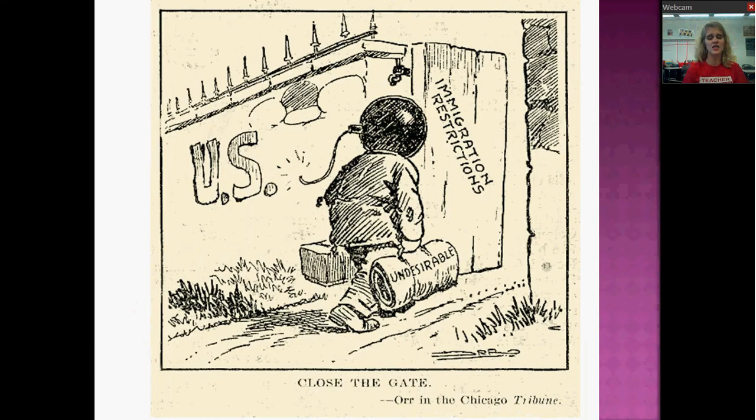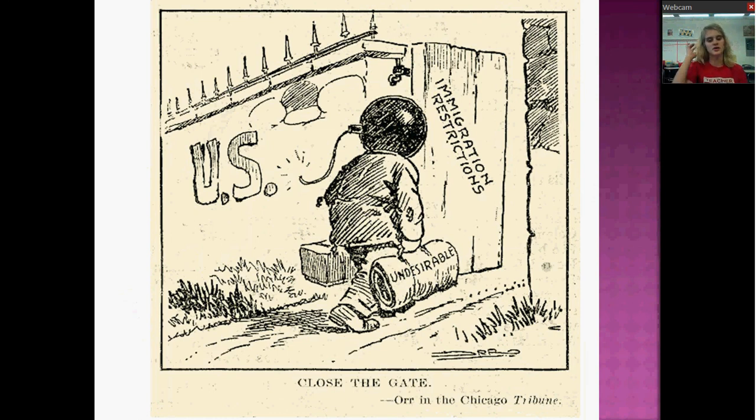The next thing that we have here, this is a political cartoon. So you can see this guy is an immigrant. He's coming into the U.S. The immigrant restrictions are on the door. Well, the door's open. So is there any immigrant restriction? No, right? The title of the cartoon says close the gate. If we close the gate, that will be the restriction.